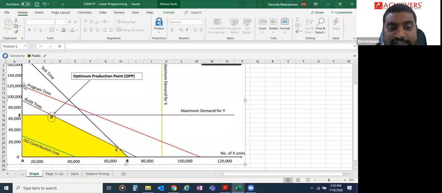If a resource does not fall on the optimum production point, it means that the resource is not fully utilized. It will have a slack and therefore will not have a shadow price. If you have a slack, you can't have a shadow price because having a slack means it's not a scarce resource. So in short, if a resource falls on the optimum production point, it will have a shadow price. If it does not, it will not have a shadow price. Clear? That's the simple logic.